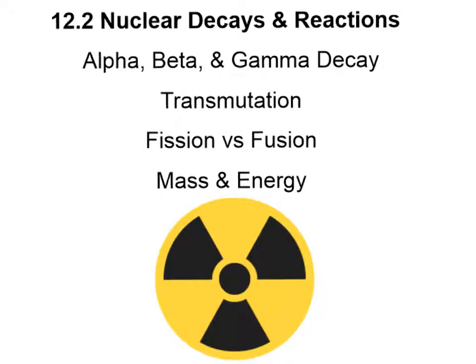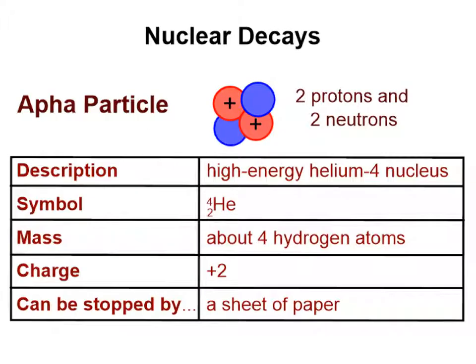Hello and welcome to this video about nuclear decays and reactions. We're going to look at what alpha, beta, and gamma decay are, and how they're different and similar. What is transmutation? We'll compare and contrast fission and fusion, and we're going to look at the relationship between mass and energy.